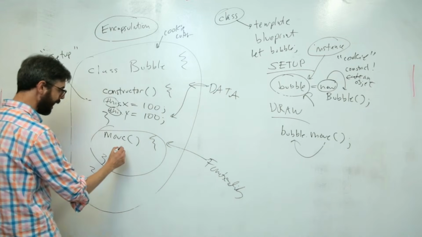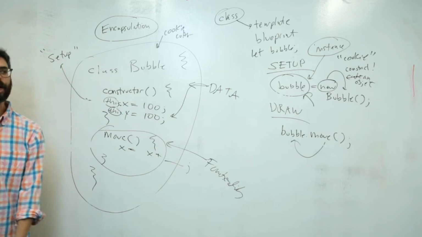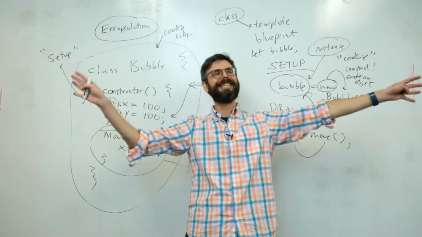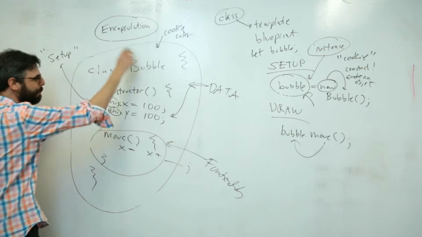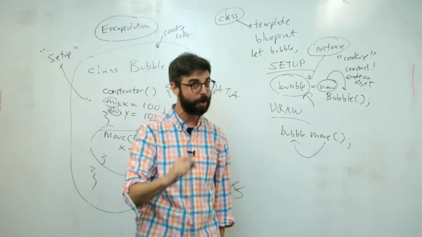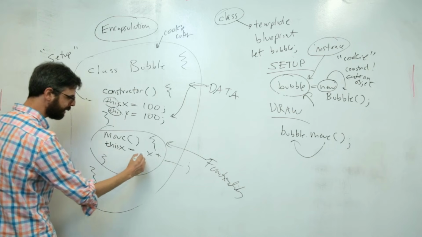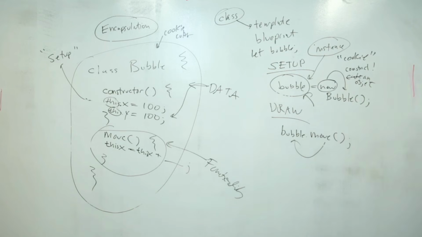So can I just say x equals x plus something to change its x? No, say it with me. This dot, this dot, this dot. It's so hard to remember. But inside of the template, inside of the class, I'm referring to the variables, the data that's part of a bubble object. I need to refer to it as this dot x and this dot y. So let's go now add that to our program.